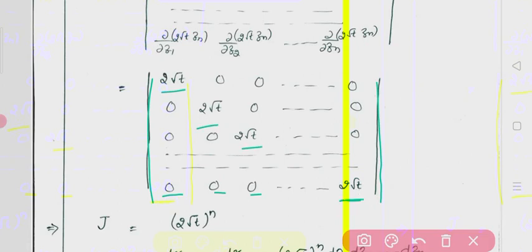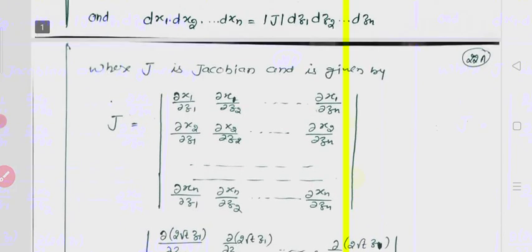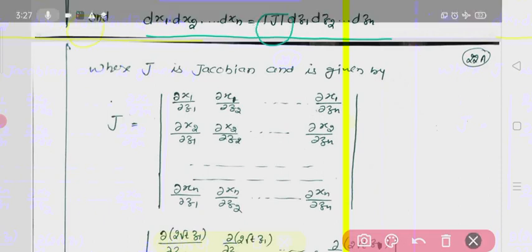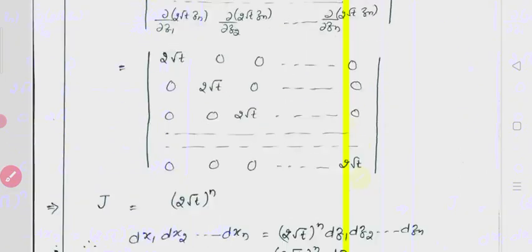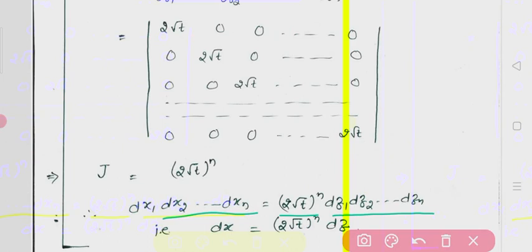Okay, so its J is 2 root t power n, its mode value will be 2 root t power n. So we got that. Now, we used dx1 dx2 dxn will be equal to this one. So here we place the mod J value. When you place this value, dx1 dx2 dxn will be equal to 2 root t power n into dz1 dz2 dzn. Or you can say that dx will be equal to 2 root t power n into dz.